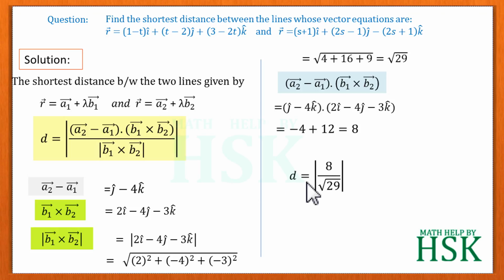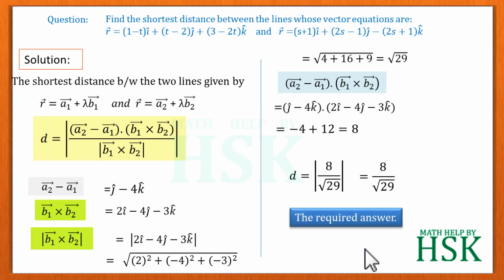So the distance between the lines on applying this formula would be equal to 8 upon square root of 29. You can see that (a2 minus a1) dot (b1 cross b2) is equal to 8, and the modulus of b1 cross b2 is equal to square root of 29, so the distance is 8 upon square root of 29, which is the required answer. So this is how we are going to solve this question.